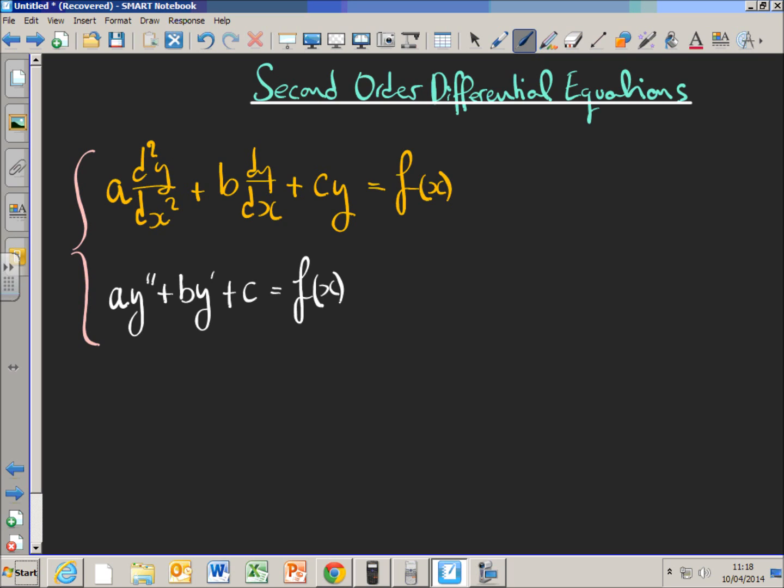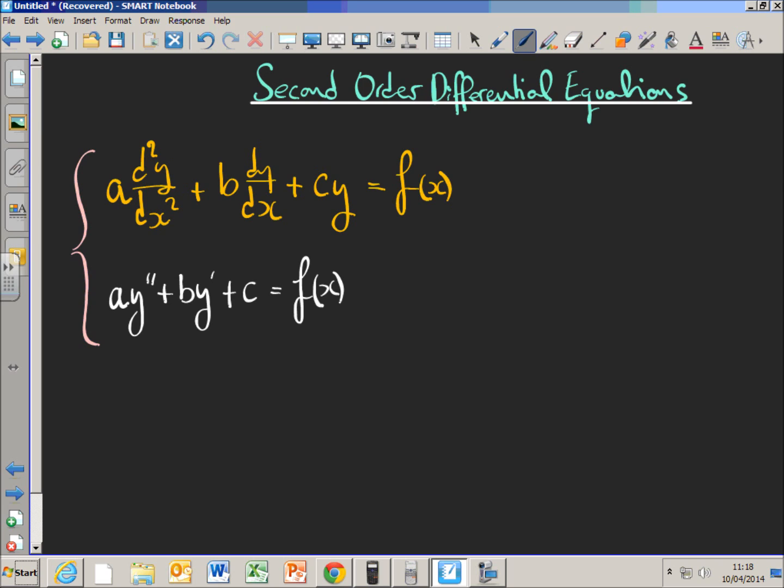Okay, so can you remember the method? I think we'll do it by doing an example. Well, actually, what was the method? What do you do first? You make the right side 0.